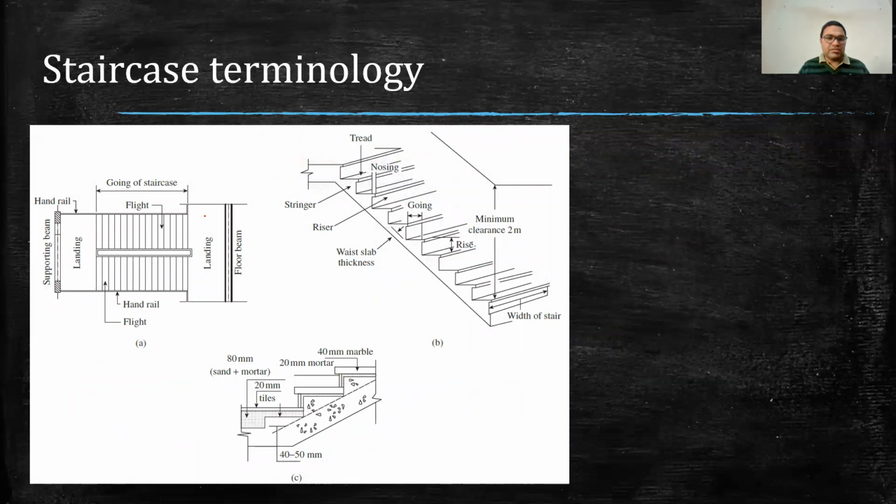So you can see this is the minimum width, this is the width basically, and this part is basically the going of the staircase, also known as the flight. Similarly, we provide handrail on the side of the staircase, and on one end it is provided as a well. Like in this case, you can see this part is called the well, and on the other side, there we provide handrail.